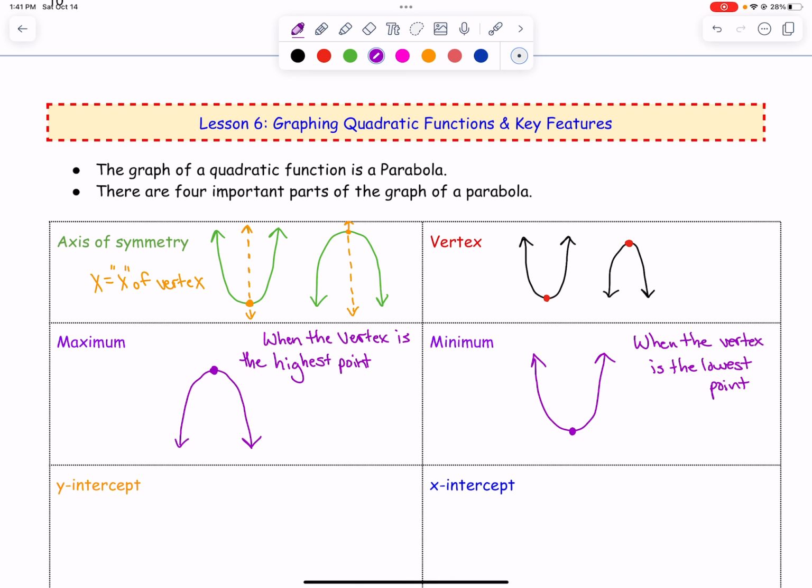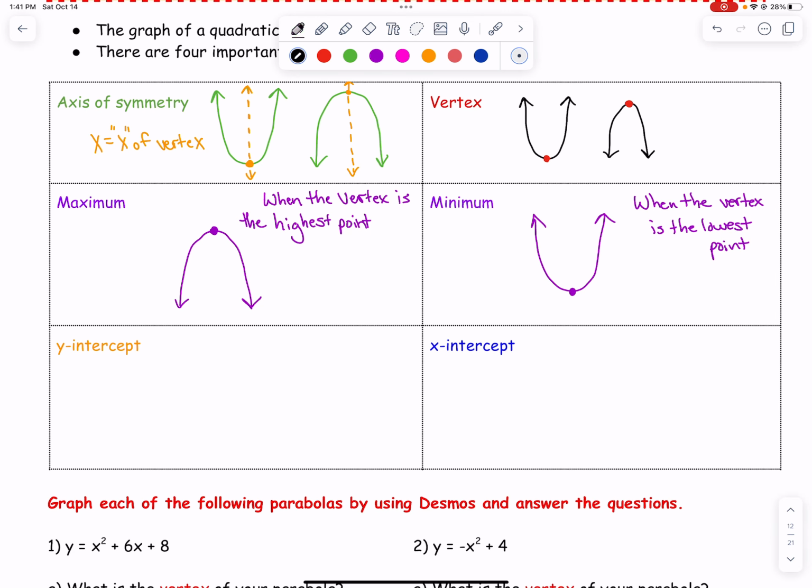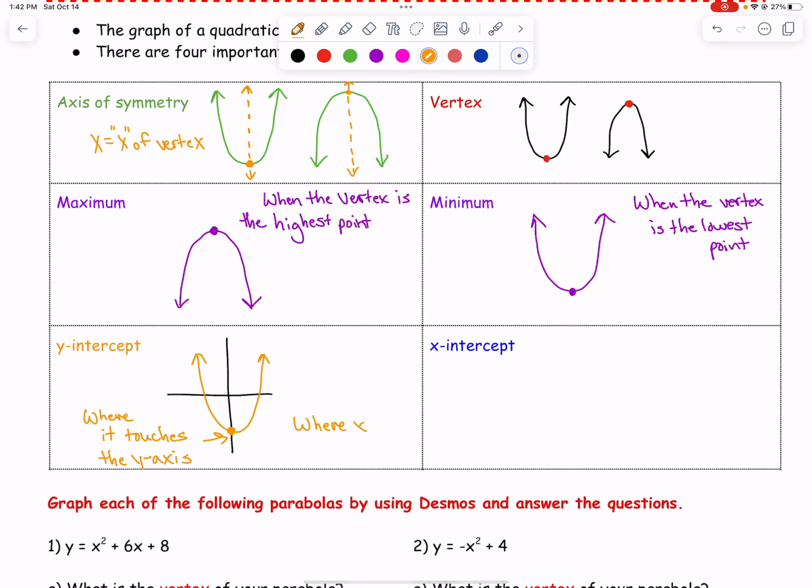All right. So a y-intercept is when you have a parabola touch the y-axis, and you'd want to pick out that point. So for example, on this parabola, my y-intercept would just be where it touches the y-axis. So it's where any graph touches the y-axis, or where x equals 0 is another way you could think of it. It's always where x equals 0. And then the x-intercept is the opposite. That's where it touches the x-axis.